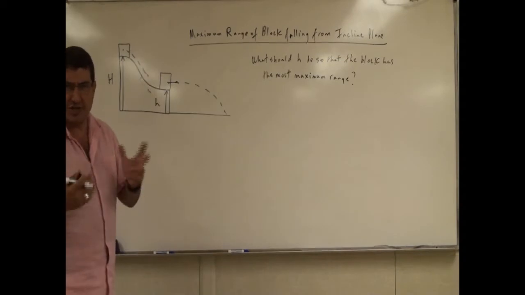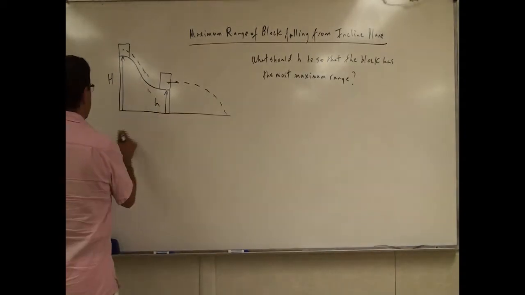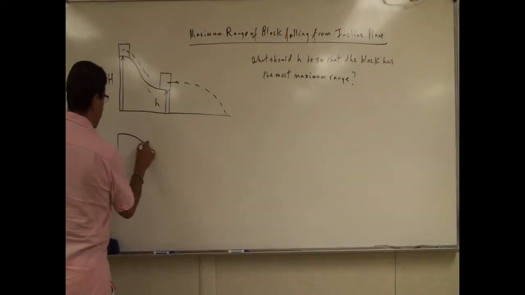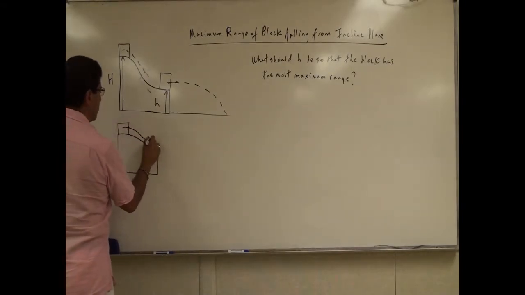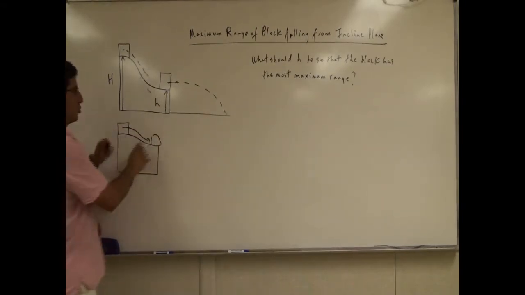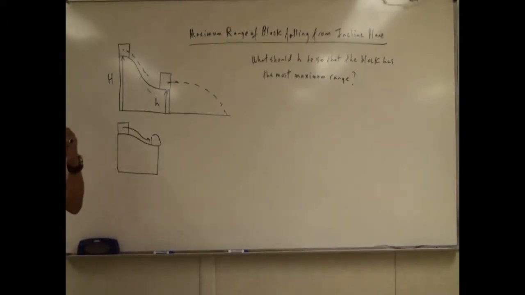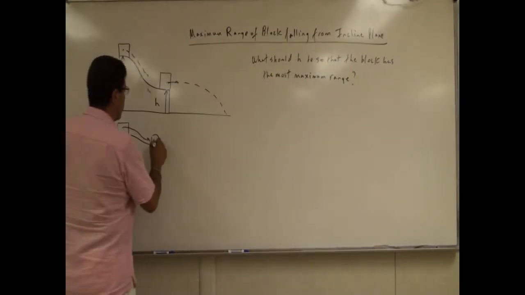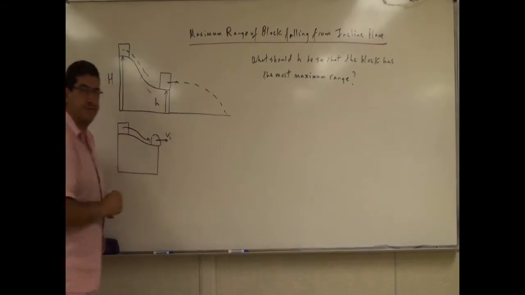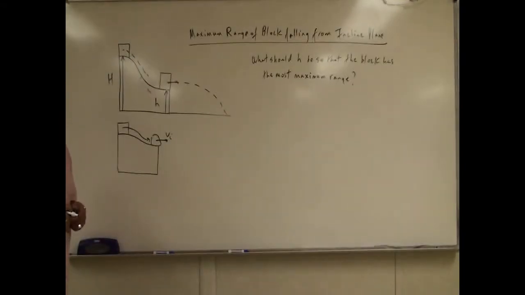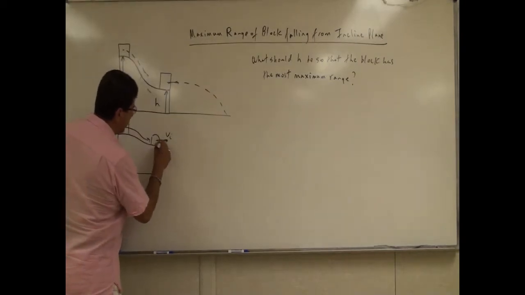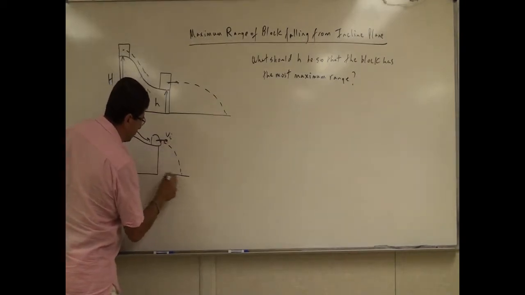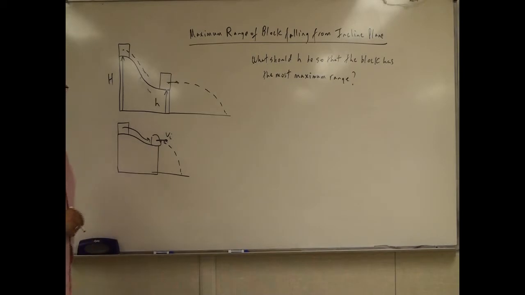Okay, so the reasoning behind this is that if h is too large, what's going to happen? The block is going to go like this, but because the two heights are equal or somewhat equal to each other, the initial velocity of the block is going to be low, right? It's not going to be traveling too fast, so even though it's high, it will immediately fall down and hit the ground, right?